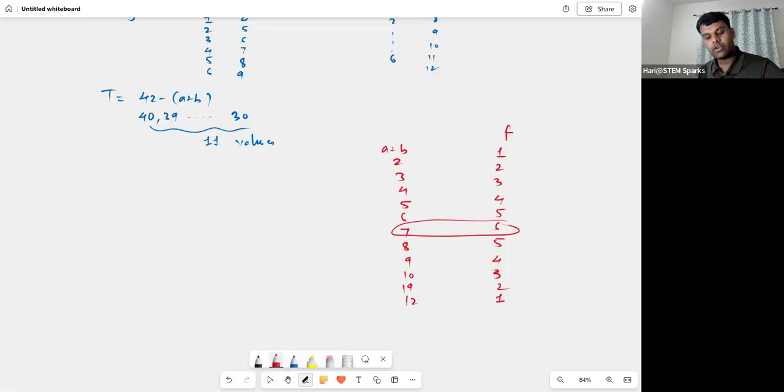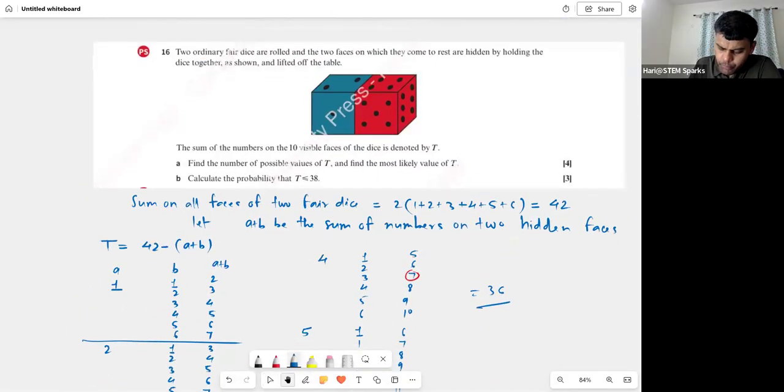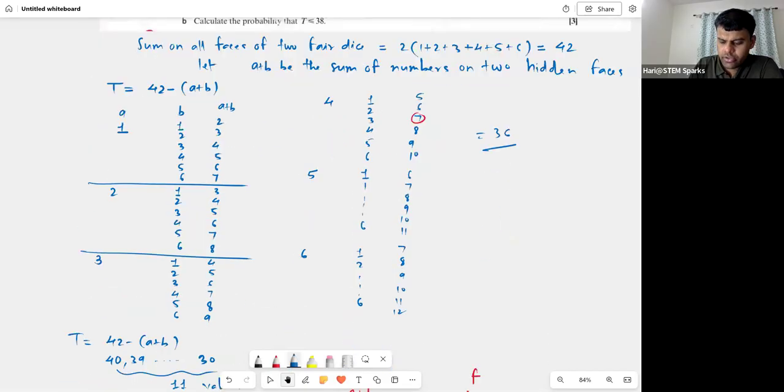Now, if the most likely value of a plus b is 7, then the most likely value of t will be 42 minus (a plus b), which is 42 minus 7. How much is that? 35. So the most likely value of t is 35. Clear?